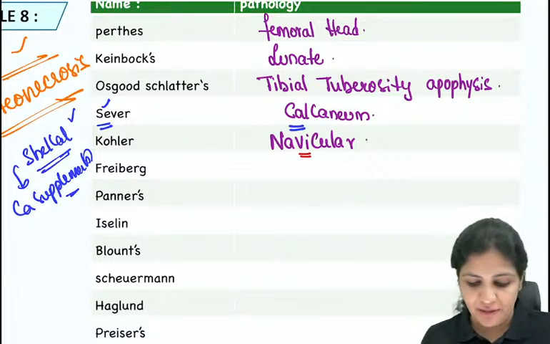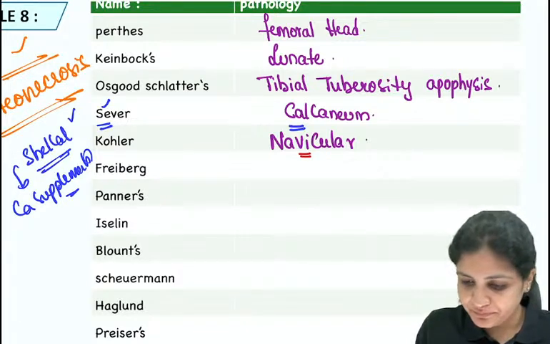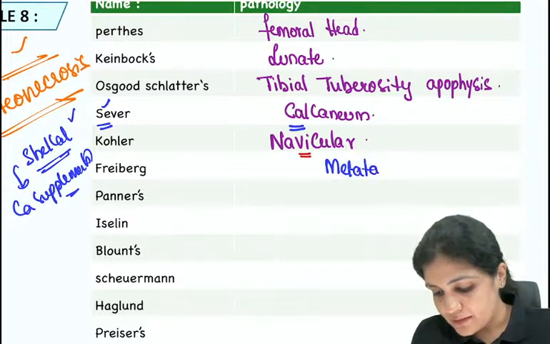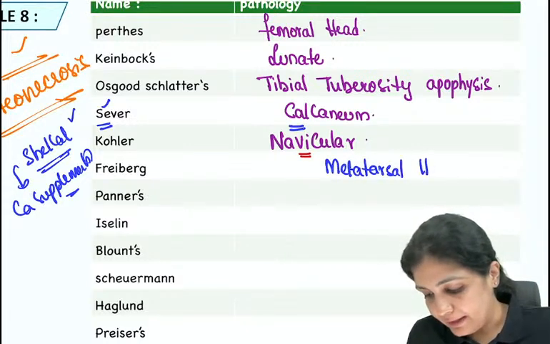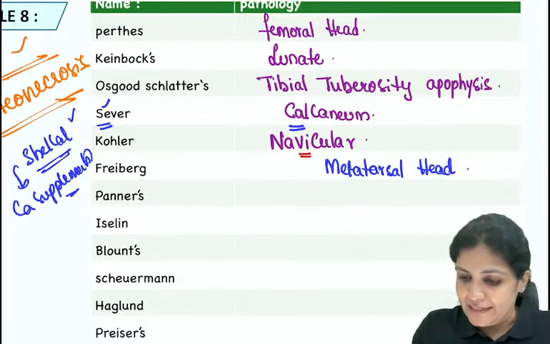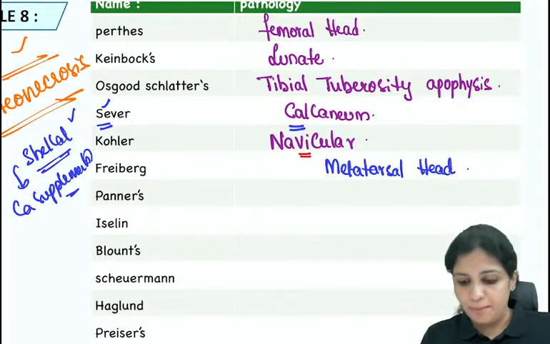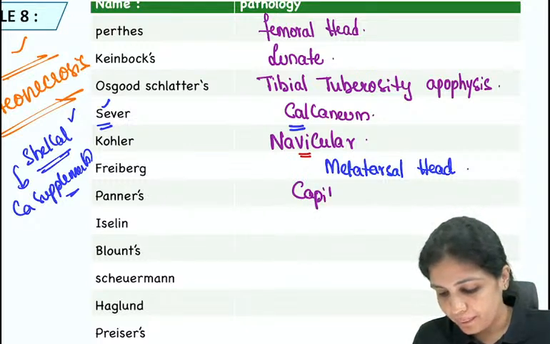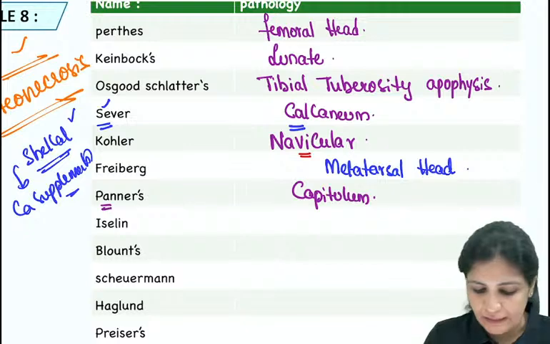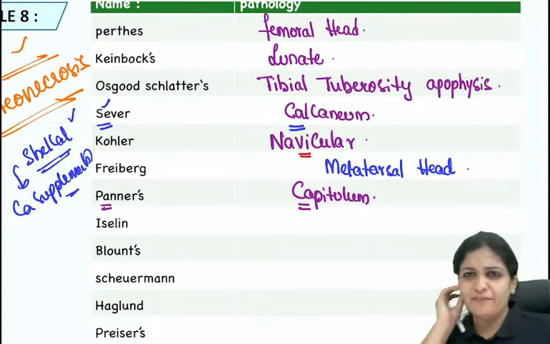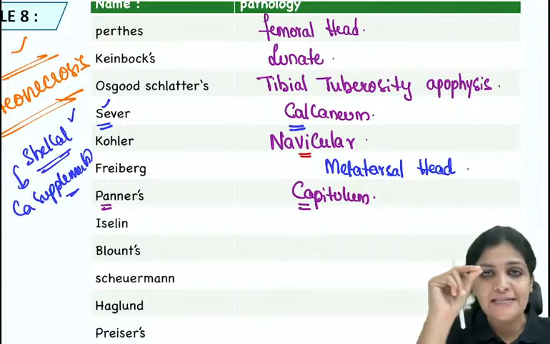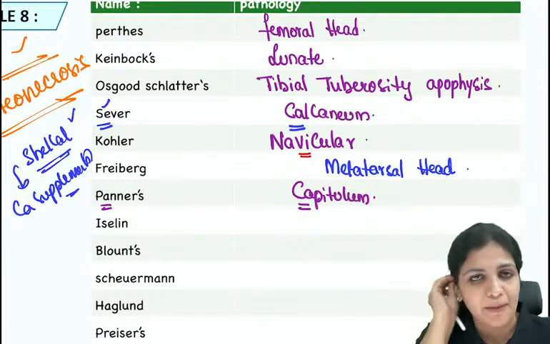Next, Freiberg's. Freiberg's is metatarsal head. And next, Panner's. How do you remember Panner's? It is capitulum. So remember PAN card. Usually we are now very much interested in these Aadhaar cards and PAN cards, right? So Panner's is capitulum, that is PAN card.